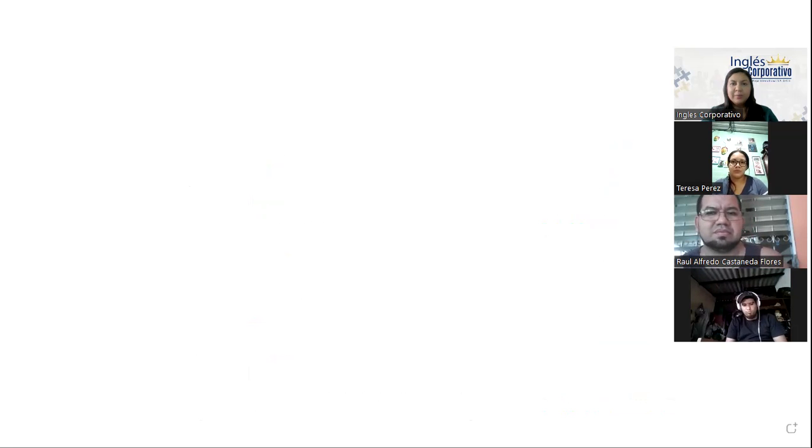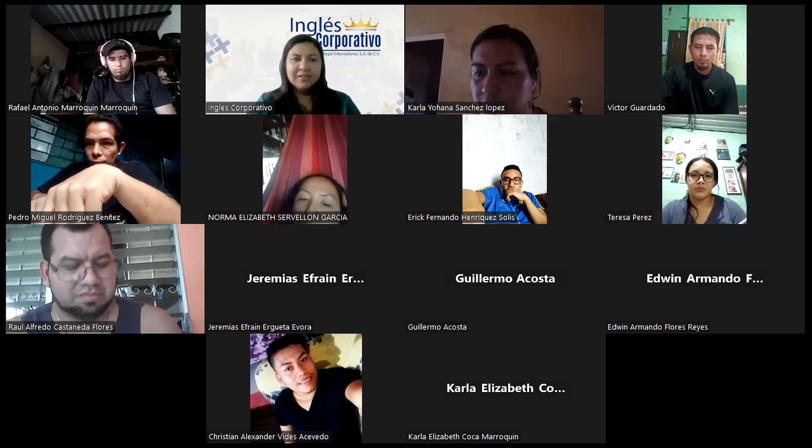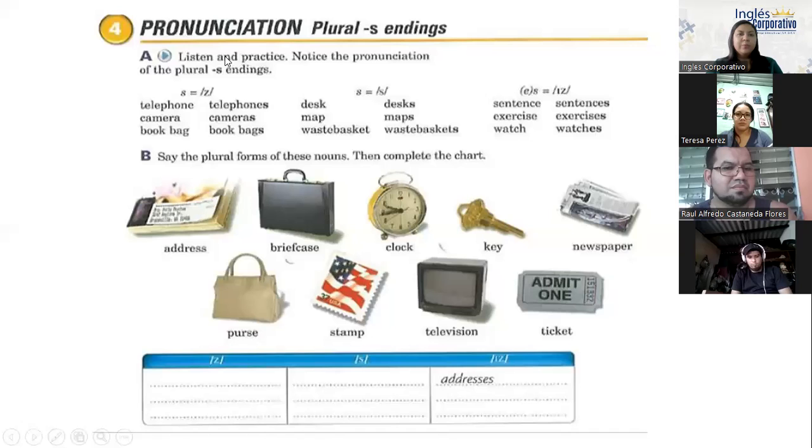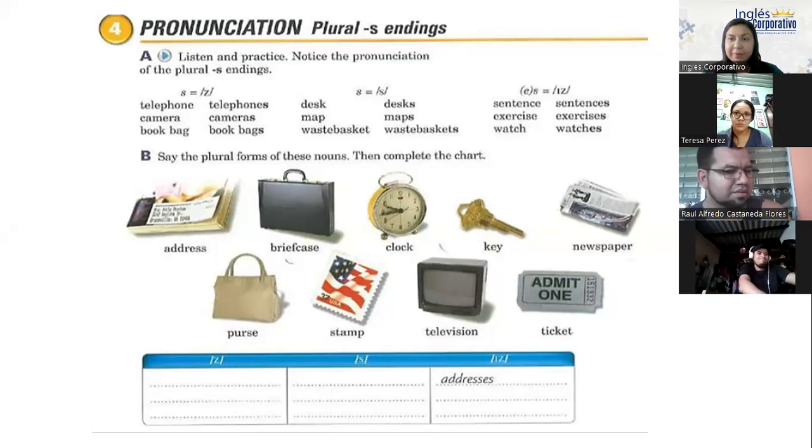Okay, so we continue with the class presentation. Good. So now we are going to learn how to make the plural forms. Ya vimos los singulares y ahora los plural forms. We normally add S. Para hacer los plurales, normalmente agregamos una S. But the pronunciation is different according to the word. Dependiendo de la palabra, si se pronuncia la S al final de la sílaba. En inglés es muy importante pronunciar esto porque si pronuncia bien las S, se escucha muy bien en inglés.